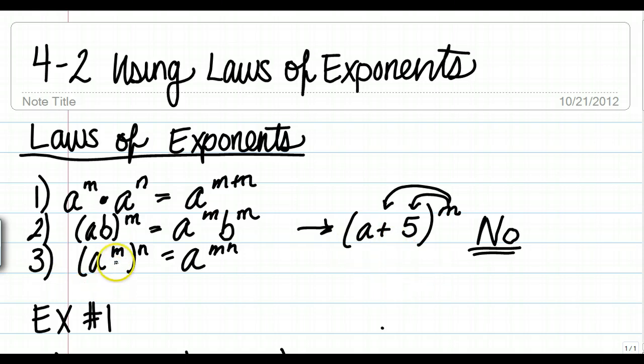Law number 3, you have a power to a power. Whenever you have a power to a power, you multiply them. So I'd have m times n.